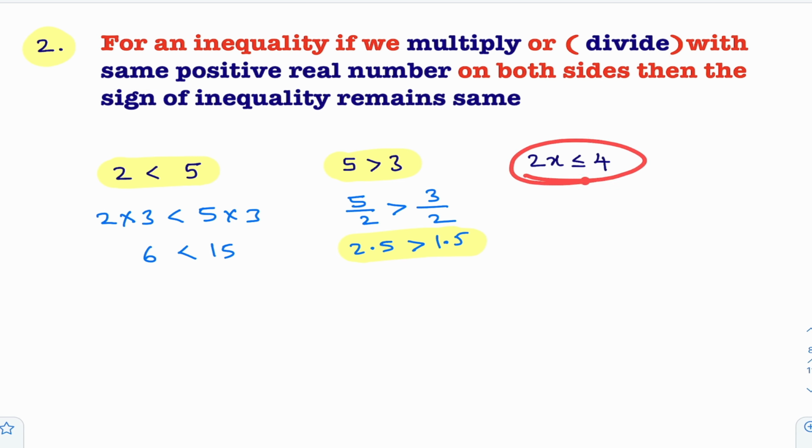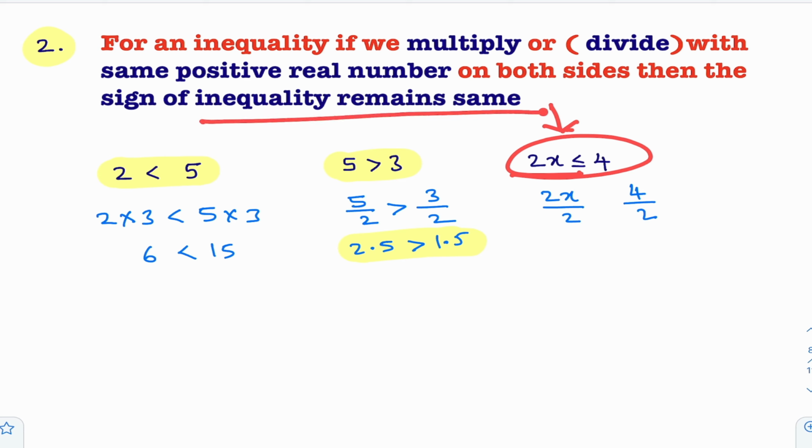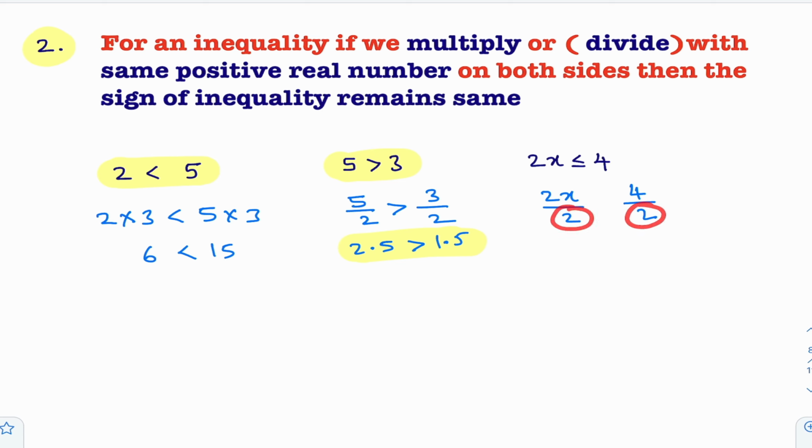For example, here 2x less than or equal to 4 is there. I'll divide this on both sides with 2. Not only 2, any positive real number. 2x divided by 2, 4 divided by 2. See, actually this is an equation in which an unknown value is there. x is the variable. We need to find x. As I divided with 2 on both sides, what does this rule say? If there is an inequality and you multiply or divide with the same positive real number on both sides, the sign of inequality remains the same. So what will we write here? Less than or equal to. As 2 is a positive real number, the sign of inequality remains the same.